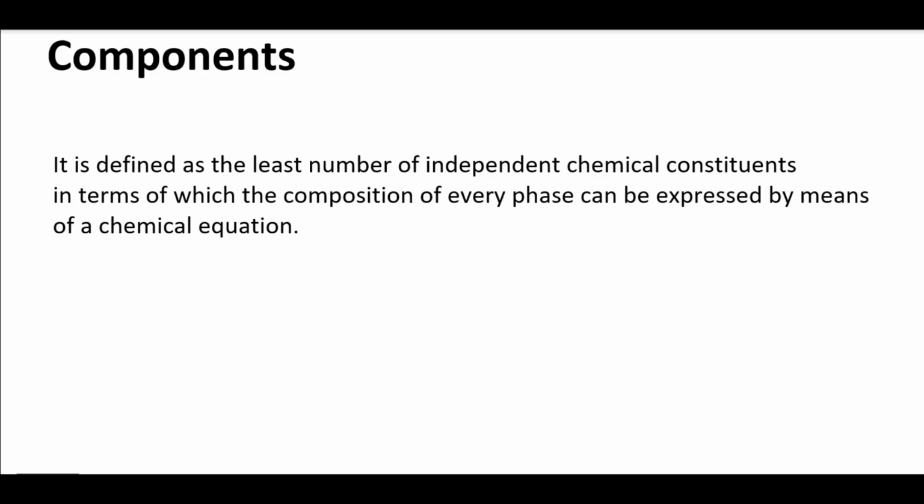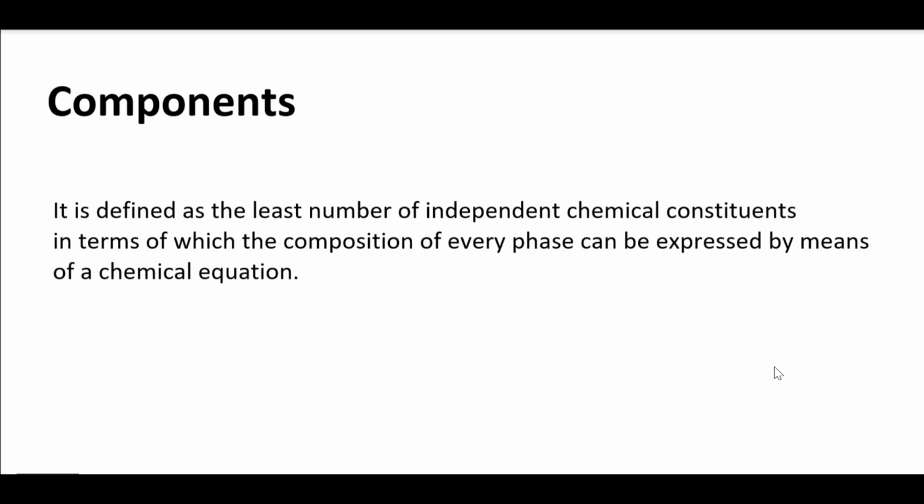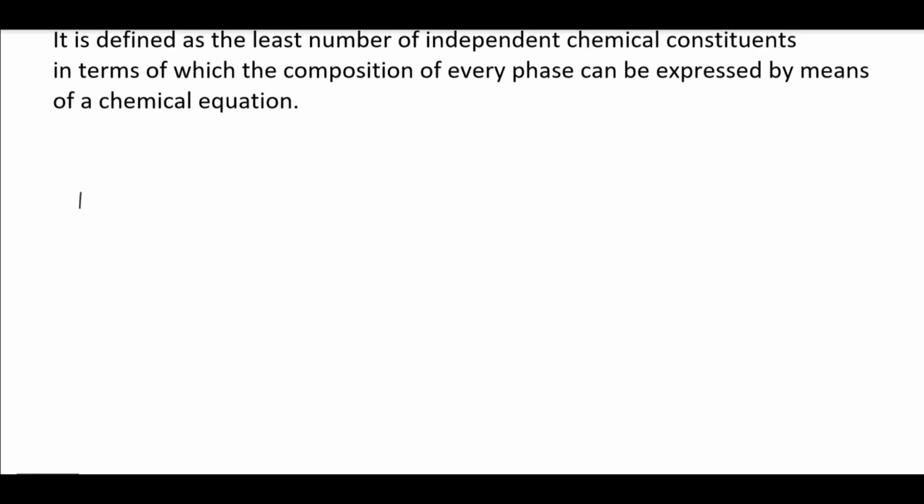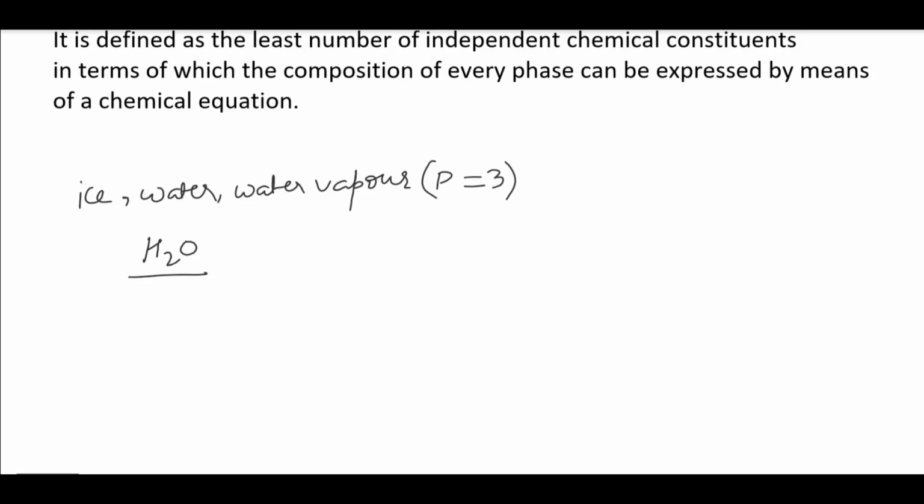Components. It is defined as the least number of independent chemical constituents in terms of which the composition of every phase can be expressed by means of a chemical equation. Now we will take some examples so that the term component is more clear to us. Consider a water system. A water system consists of ice, water, and water vapor. It has three phases, that is solid, liquid, and gas. The composition of all the three phases is expressed in terms of one chemical individual, that is H2O. Hence, the water system has only one component.